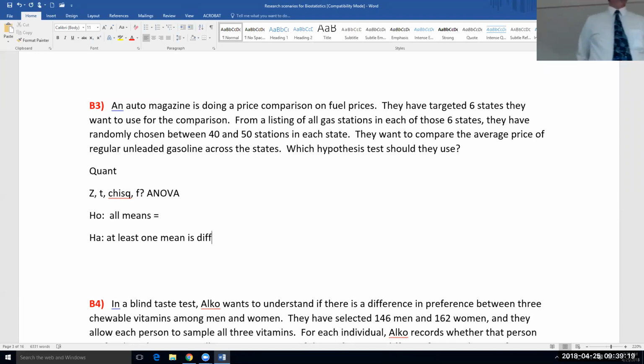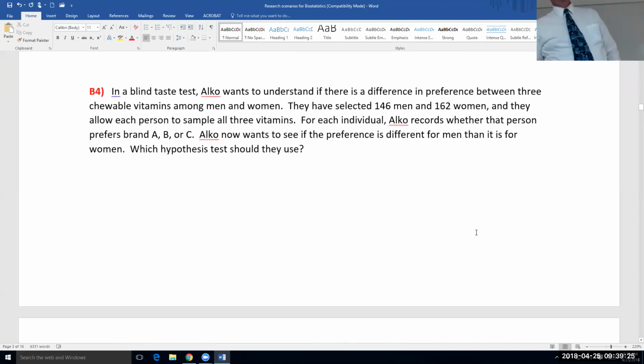Okay, yes. Can we go with B4? Before, no, after. In a blind taste test.